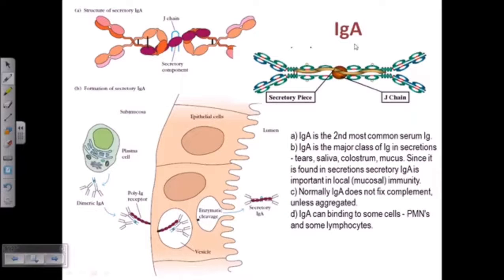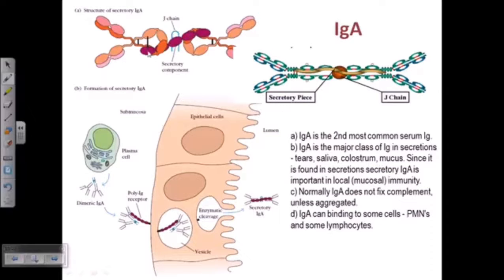Now here we go for IgA. IgA is the second most common immunoglobulin that we can find in serum, and it is actually a monomer, but it can form a dimer, and it can only form a dimer when it is secreted. It can be found in secretions like tears, saliva, colostrum, mucus, and all these things. So normally IgA does not fix complement. Most of the time it does not fix complement. Here you can see the dimerized structure of IgA. Two monomers are joined together using a J chain.